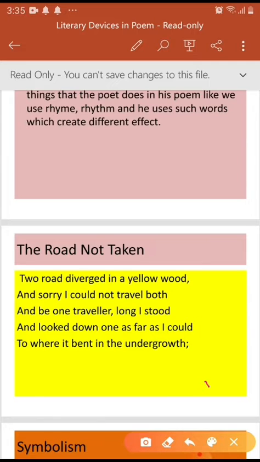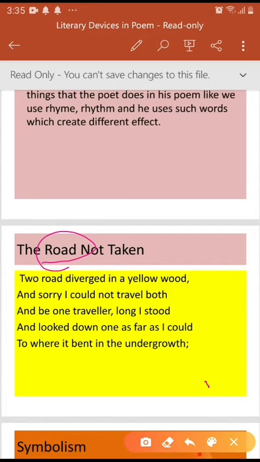Two roads diverged in a yellow wood, and sorry I could not travel both and be one traveler, long I stood and looked down one as far as I could, to where it bent in the undergrowth.